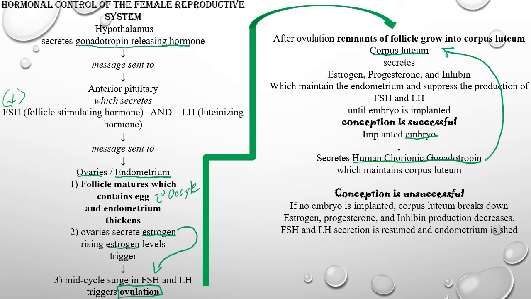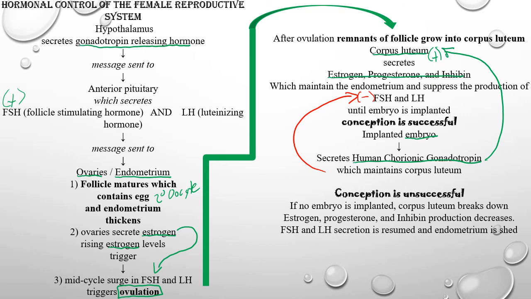The corpus luteum is going to continue to produce estrogen, progesterone, and inhibin. That is then going to feed back to decrease the production of FSH and LH, and so that's going to stop their production. And this is going to maintain the endometrium, maintain the site essentially for pregnancy to occur.